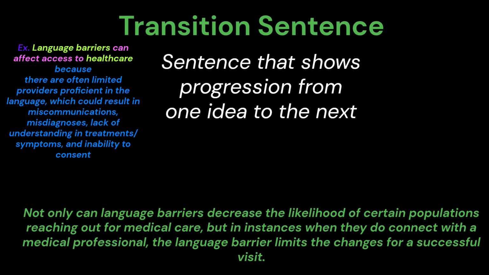The transition sentence is the last sentence of the paragraph. It does what it says, which is moves from one idea to the next. Here's an example. Not only can language barriers decrease the likelihood of certain populations reaching out for medical care, but in instances when they do connect with a medical professional, the language barrier limits the chances for a successful visit. I close out the idea of there being limited healthcare providers available. And now I'm opening the idea of the miscommunications and misdiagnoses or the lack of understanding in treatments, etc.